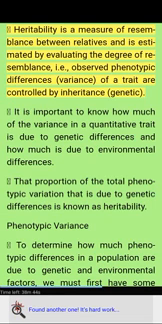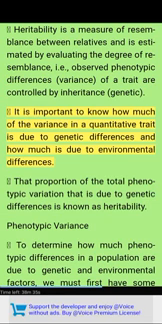Heritability is a measure of resemblance between relatives and is estimated by evaluating the degree of resemblance, i.e., how much of the observed phenotypic differences, or variance, of a trait are controlled by inheritance, that is, genetic. It is important to know how much of the variance in a quantitative trait is due to genetic differences and how much is due to environmental differences. That proportion of the total phenotypic variation that is due to genetic differences is known as heritability.